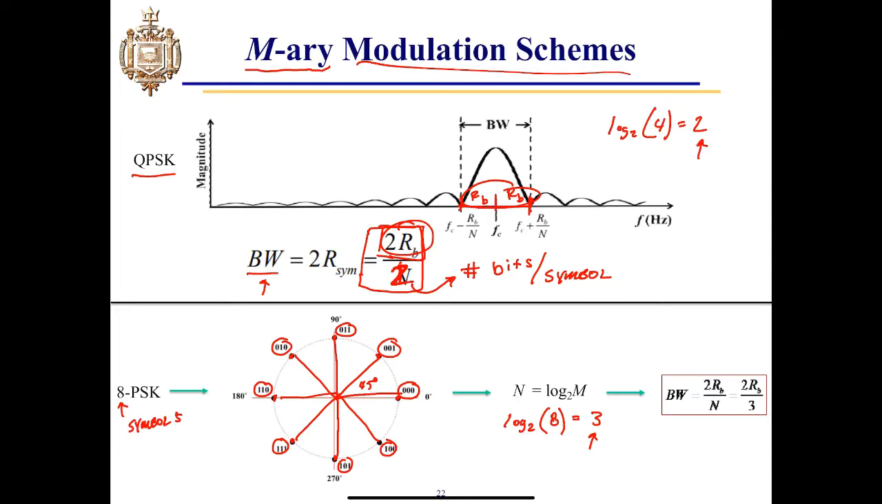So my bandwidth here is now even better: 2 times my bit rate divided by the number of bits per symbol, now divided by 3. In the case up here, I was dividing by 2 and I cut the bandwidth in half. But now I'm using 8 symbols instead of 4 in QPSK. 8 allows me to send 3 bits per symbol, which decreases my bandwidth even more. This is great. The lower the bandwidth I need, the better.